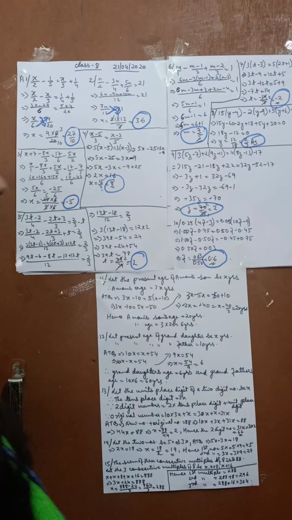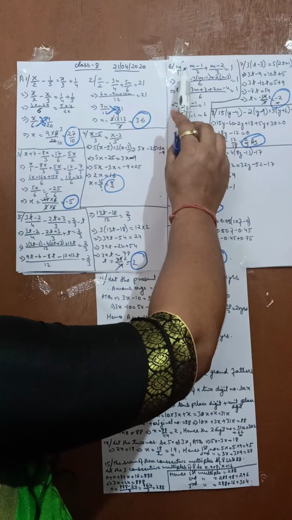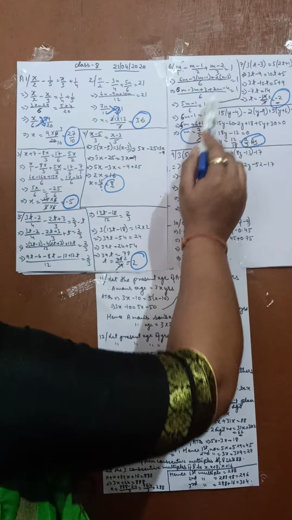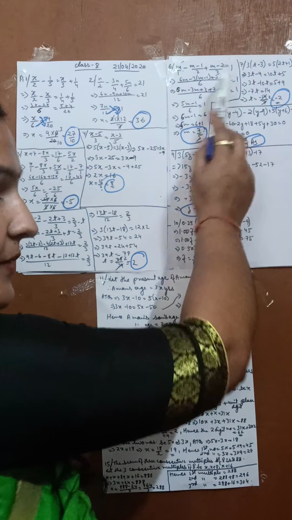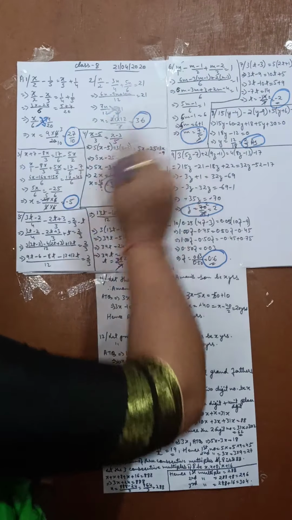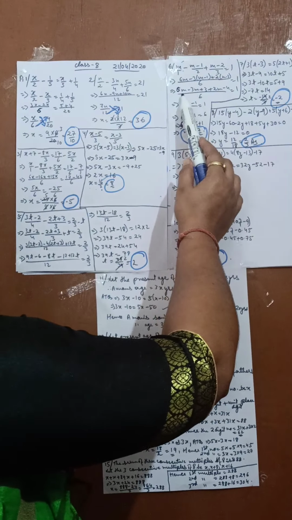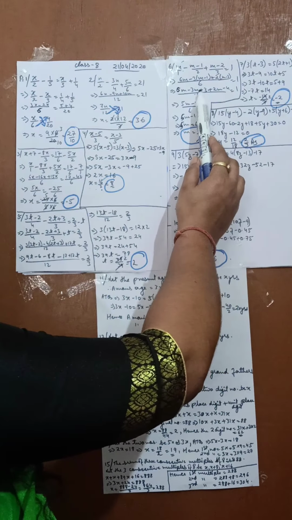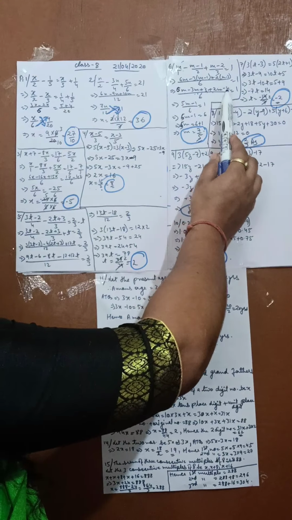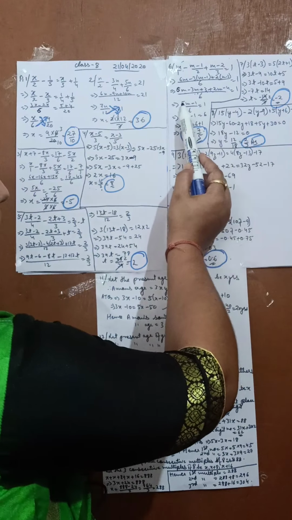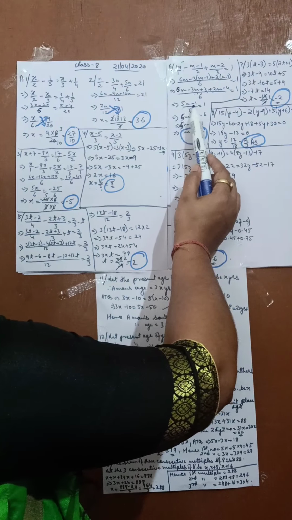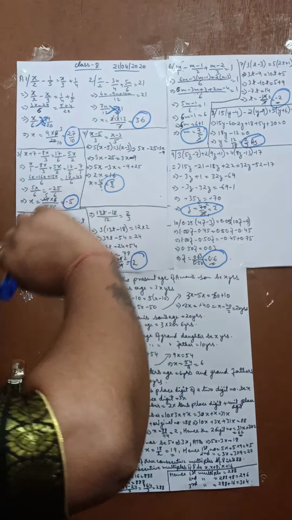Number 6 is m by 1 minus m minus 1 divided by 2 plus m minus 2 divided by 3 is equal to 1. Here also we will take the LCM of 1, 2 and 3. It becomes 6. So 6m minus 3m plus 3 plus 2m minus 4 is equal to 1. So after solving, it comes 5m minus 1 divided by 6 is equal to 1.